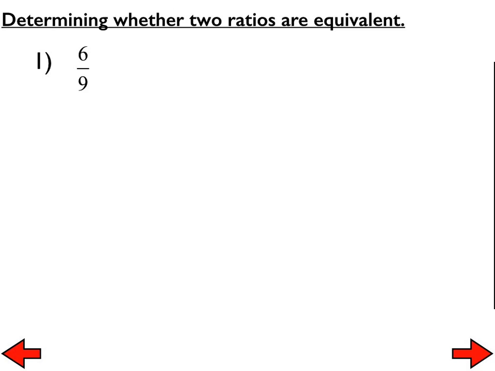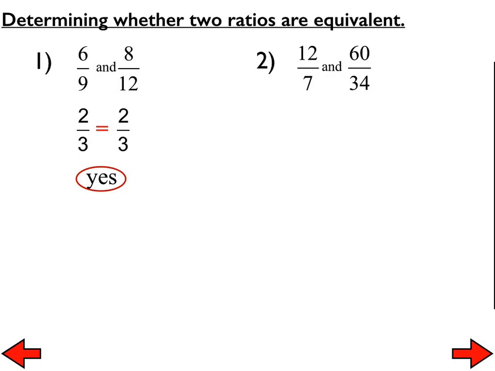Number 1, we have these two ratios right here. We are trying to figure out, Jermaine, if they are equivalent. Are they equivalent, yes or no? Yes, they are equivalent. Okay, good. And the reason is because they both simplify to 2/3. So that means that they are equivalent. Number 2. They're not. 12 over 7 is already simplified, but if we simplify 60 over 34, that simplifies to 30 over 17. Those two ratios are not equivalent to one another.